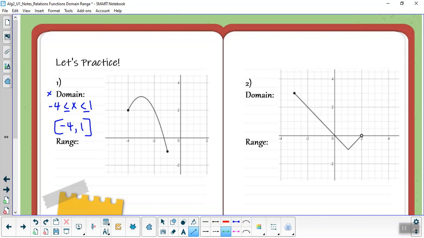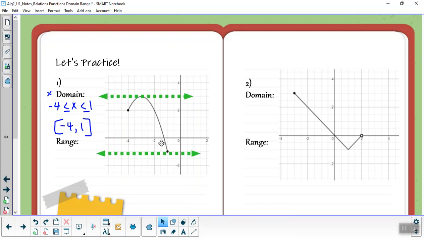Now, let's talk range. Range are my y values. So how high does the graph go, and how low does the graph go? I've used green lines there to kind of mark it off for you. All right, so the highest point it goes to is this point up here, which is at the y value of 3. And the lowest point is down here, which is a y value of -1.